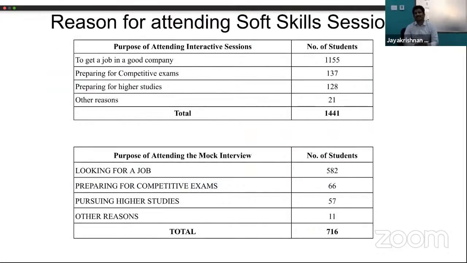And these are some of the reasons that we have received from learners when we asked why they are taking our soft skills training. You see, the majority of them want to get a very good job in a good company. Similarly, many of them are preparing for competitive exams. And we constantly take feedback so that we refine our soft skills training.